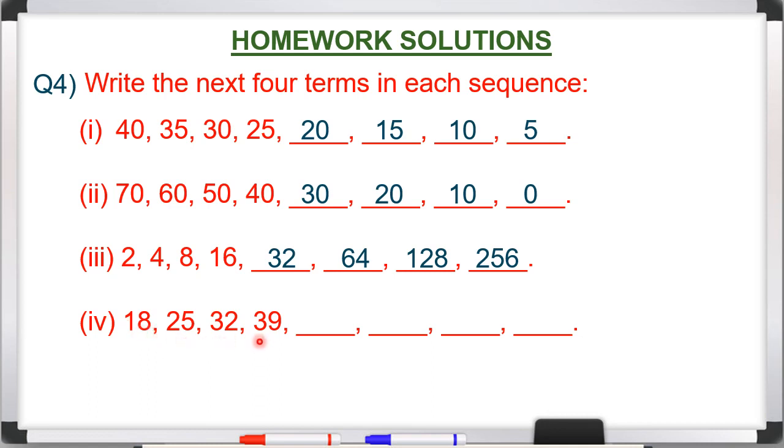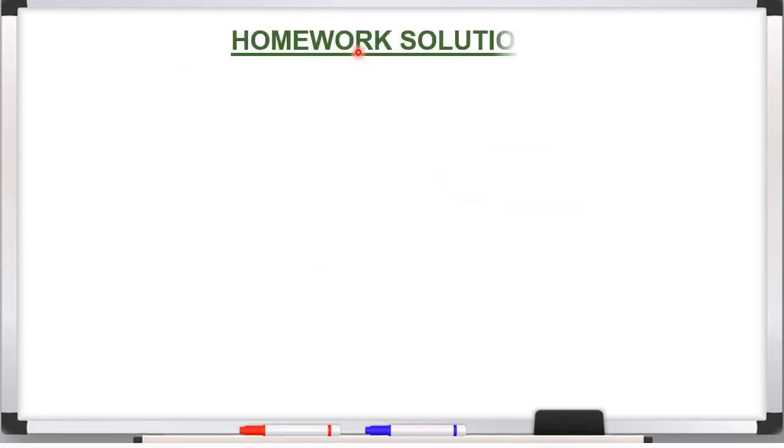This number series is given in ascending order. Now we will add the given difference in each number. 18 plus 7, 25, 25 plus 7, 32, 32 plus 7, 39, 39 plus 7, 46, 46 plus 7, 53, 53 plus 7, 60, 60 plus 7, 67. Clear? Now in homework solutions, we will discuss question number 5.